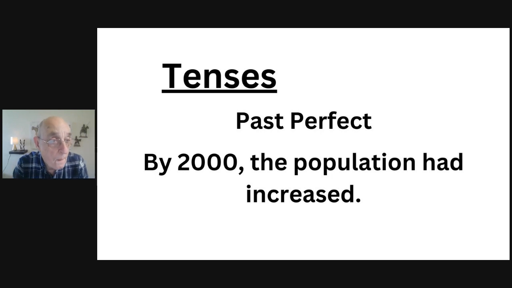Another one is past perfect. And past perfect is used when we want to describe something that happened before something else in the past. So if there was an increase leading up to 2000, we could say by 2000, the population had increased. So this is simply using past perfect to describe something that happened before 2000.